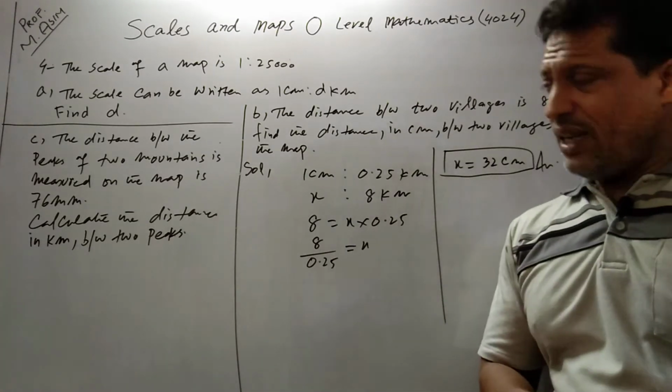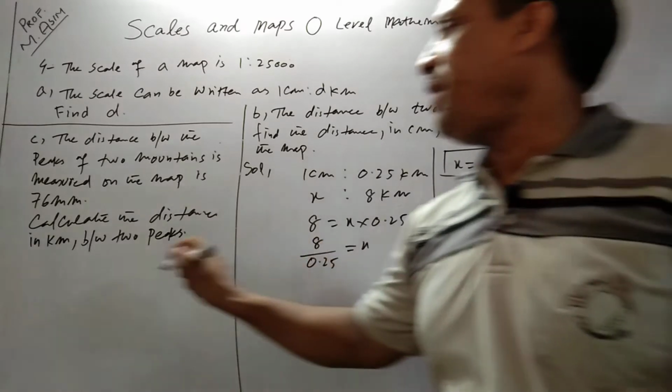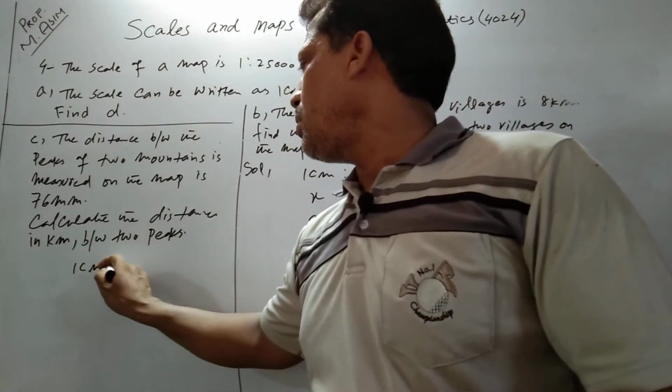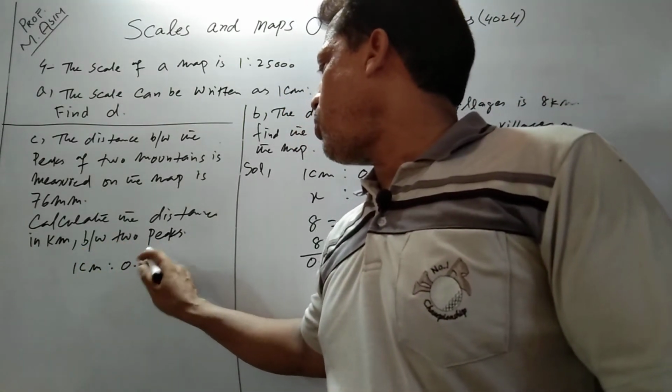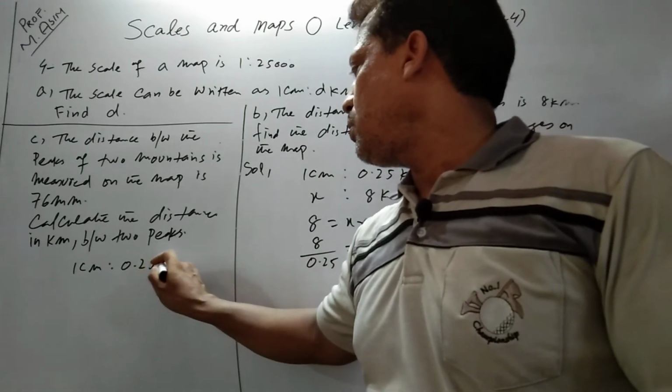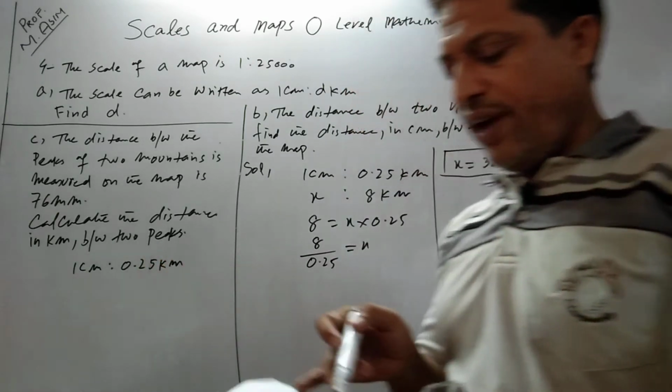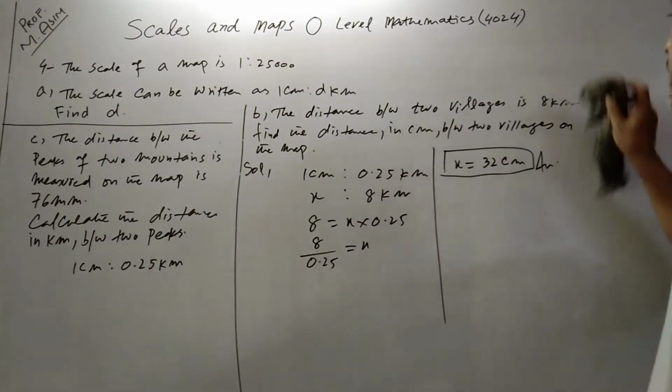Given scale is 1 centimeter to represent 0.25 kilometer. Okay.